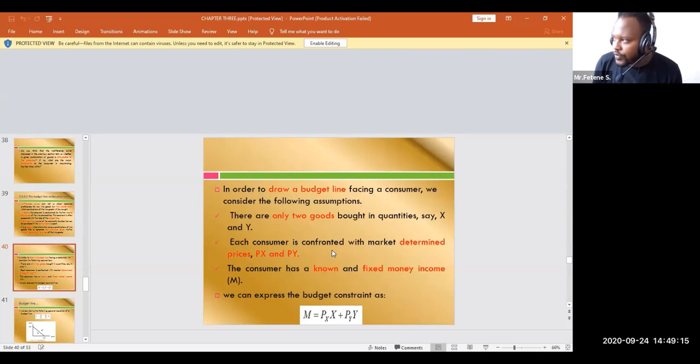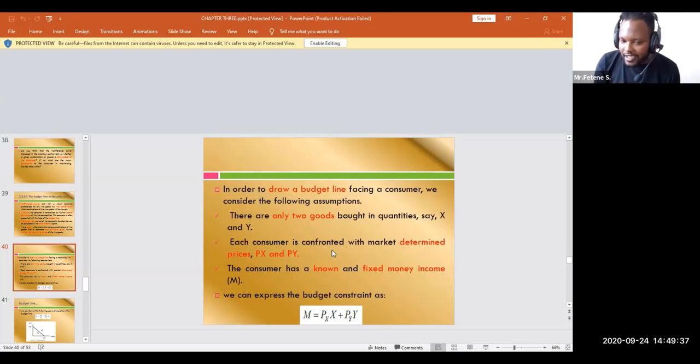The other one is each consumer is confronted with the market-determined price of x and the price of y. We can buy x and y within the market price. The other one is the consumer has a known and fixed money income. The consumer should know what to do with the income they have.